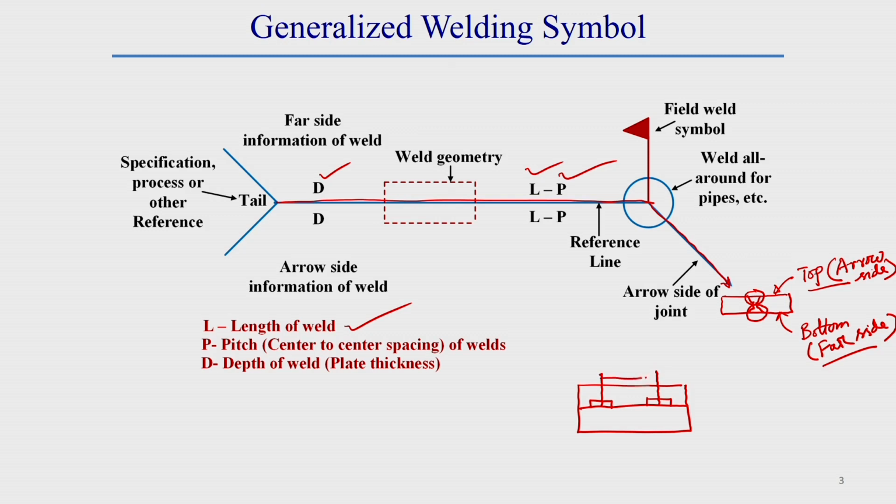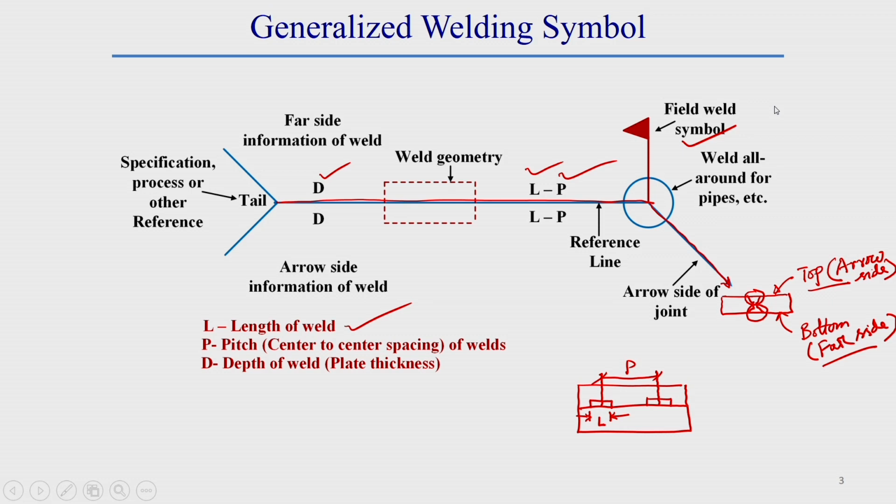So the distance between these two center positions of the weld is called the pitch of the weld. This generally represents pitch. Where L? L is the length of the individual portion of the weld. This is generally the length of the weld. Now here there is generally also given a field symbol. Here this is generally the field symbol.